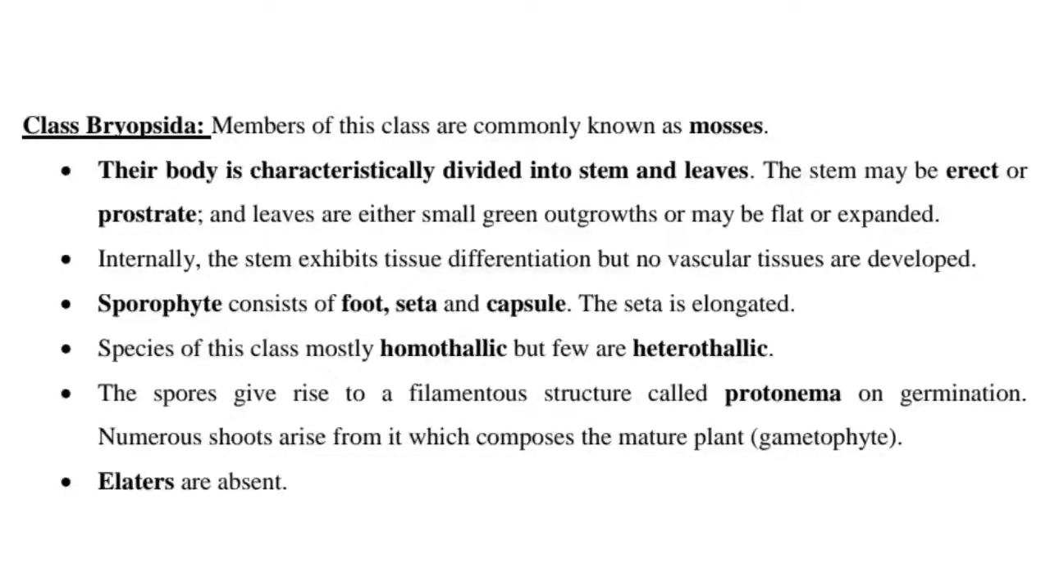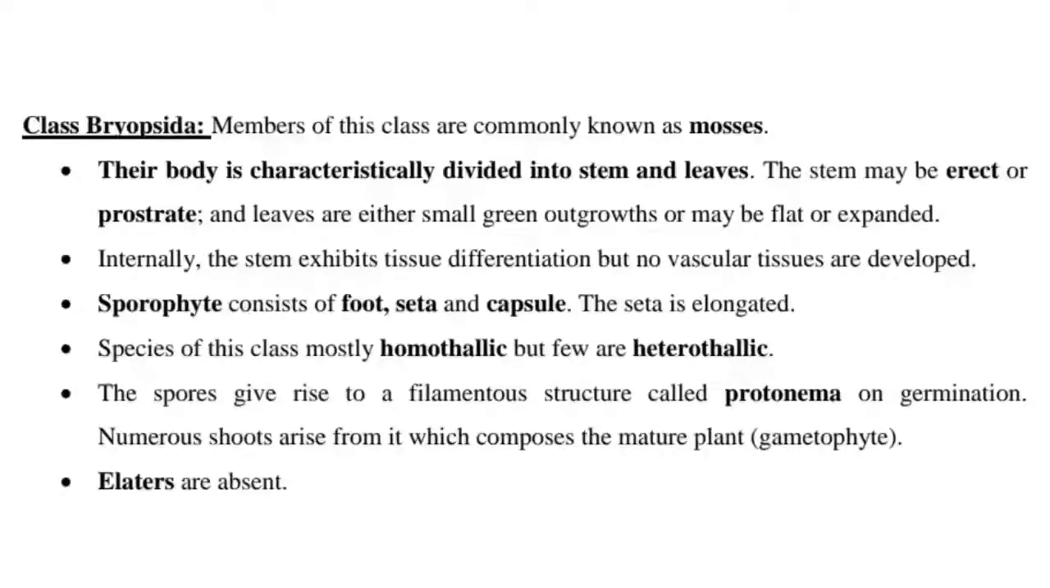Their body is characteristically divided into stem and leaves. The stem may be erect or prostrate, and leaves are either small green outgrowths or may be flat or expanded. Internally, the stem exhibits tissue differentiation but no vascular tissues are developed. The sporophyte consists of foot, seta and capsule. The seta is elongated. Species of this class are mostly homothallic but fewer are heterothallic.